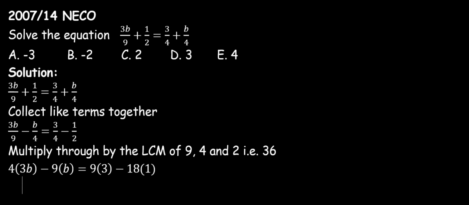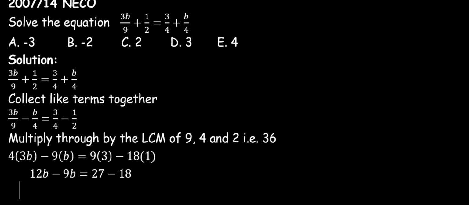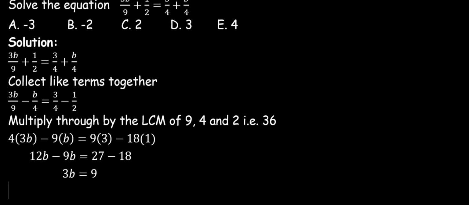And when we open up the given bracket, we now have 12b - 9b = 27 - 18. And our result will be 3b = 9. Next, we divide both sides by the coefficient of b, which is 3. Then we now say b = 9 divided by 3, and that will give us 3.